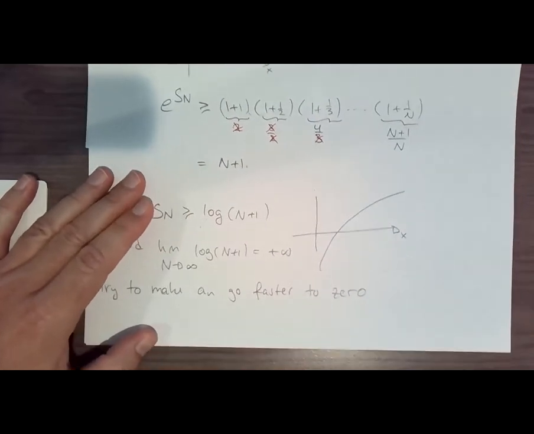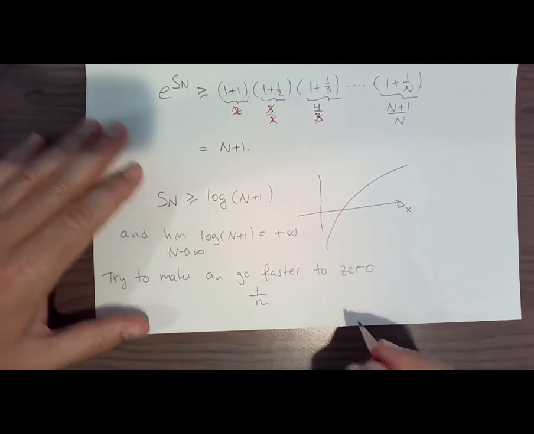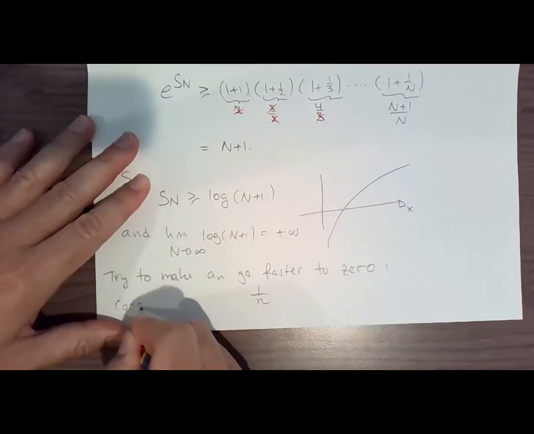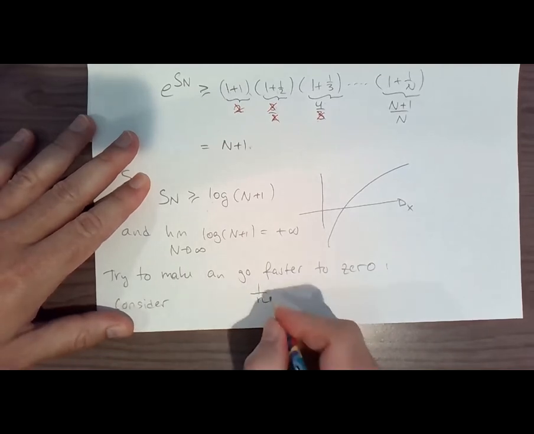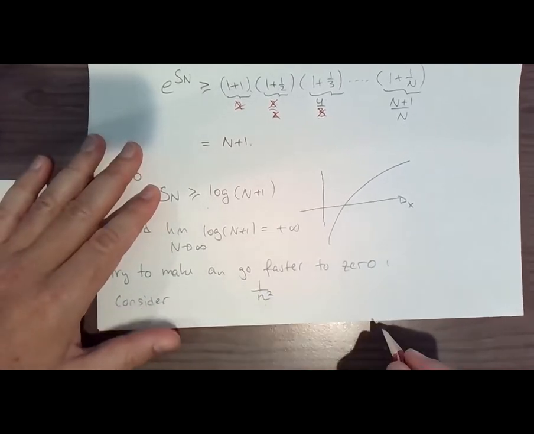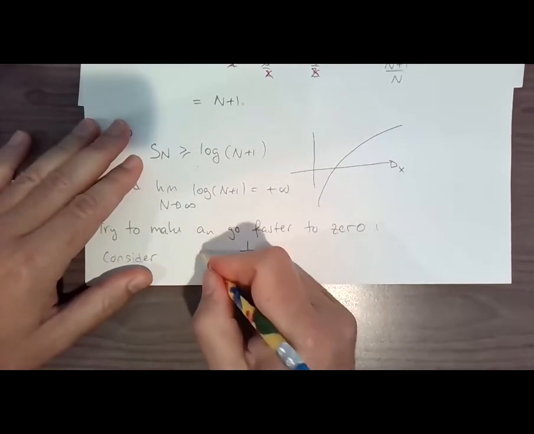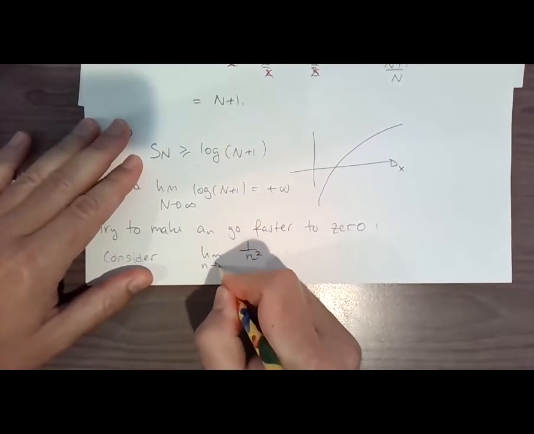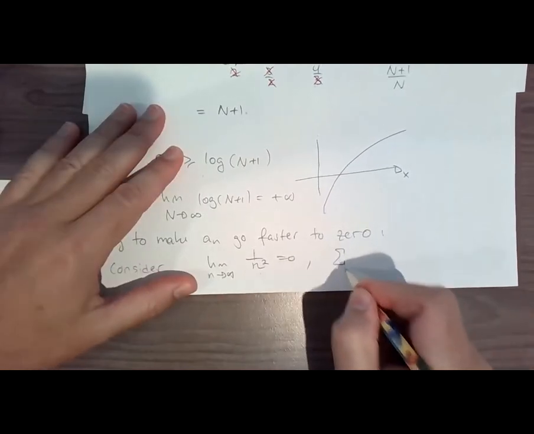Any ideas on how we're going to make that work? Right, we had 1 over n. What could we do instead? This doesn't go fast enough to 0. What could I change? 1 over n squared. Awesome, right? This is still going to go to 0. This thing here still converges to 0. The limit here still converges to 0. But what about the sum this time?